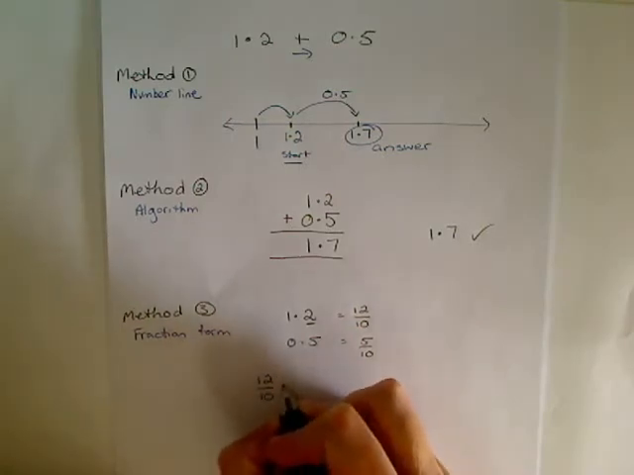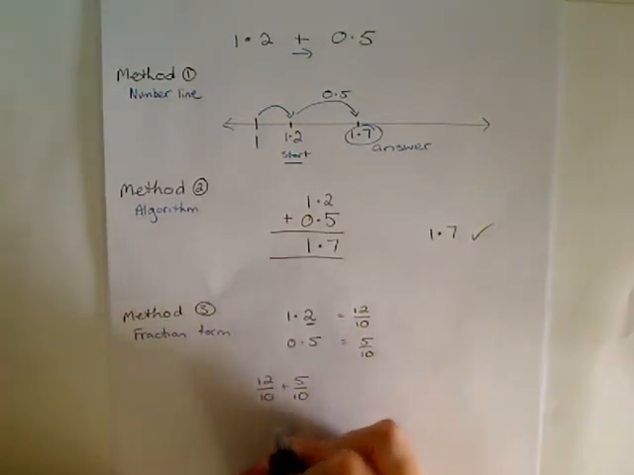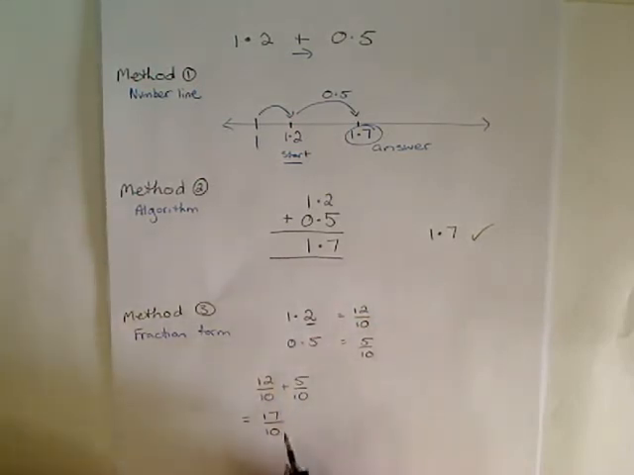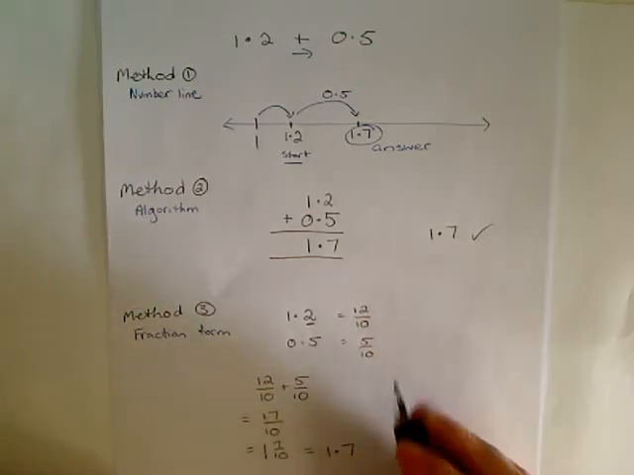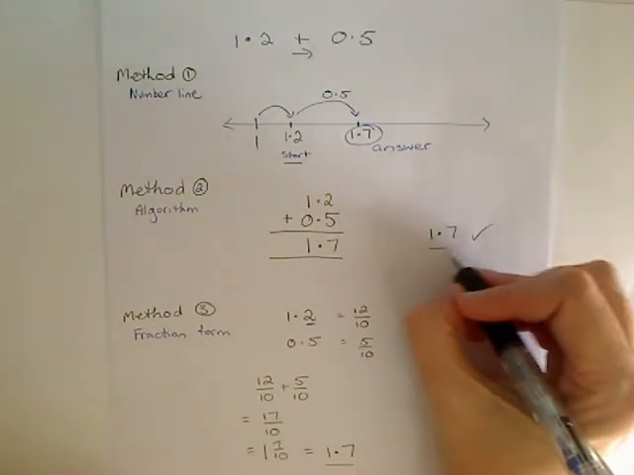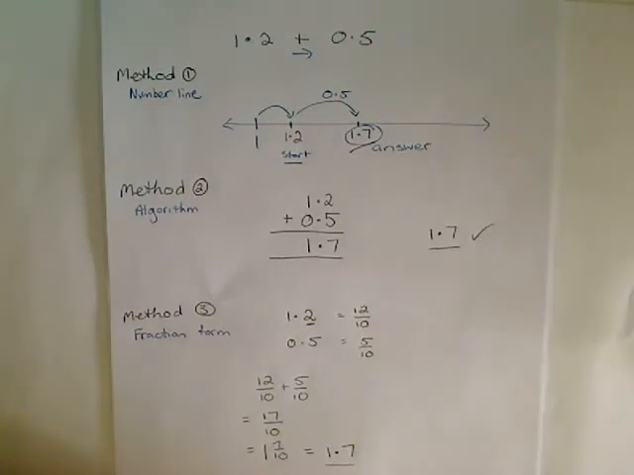Now we can add them. 12/10 plus 5/10 is equal to 17/10. Now that's not a good way to write our final answer. We should rewrite and simplify with 10/10 as 1 whole and 7/10 left over. And even better practice is to put it back into the form you started with, which is decimals. So there's our 1.7 every time.